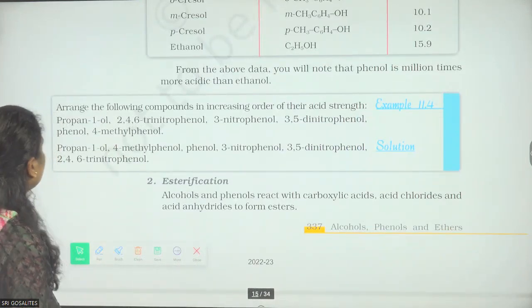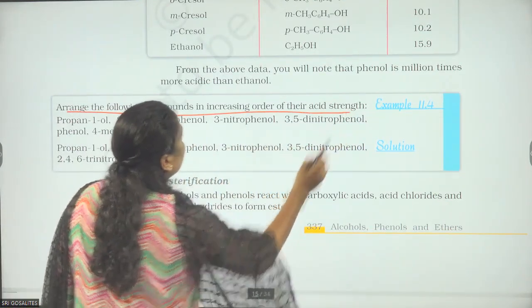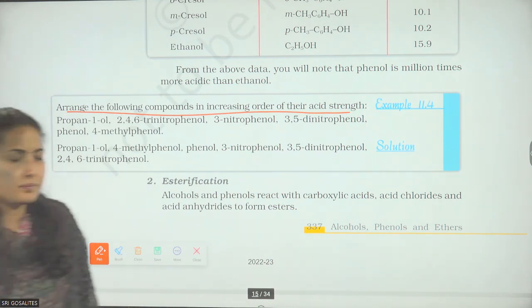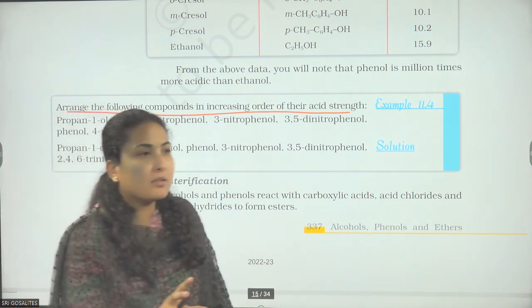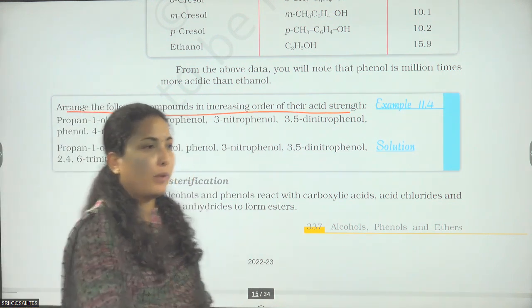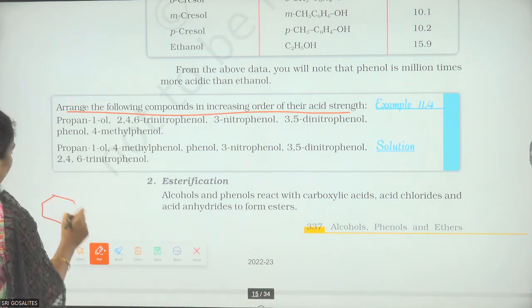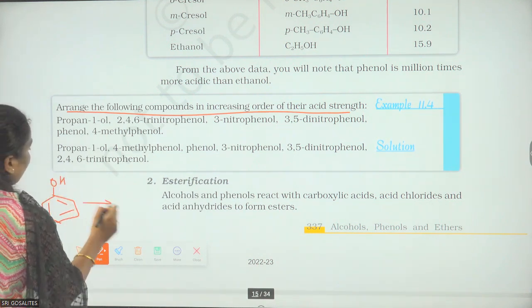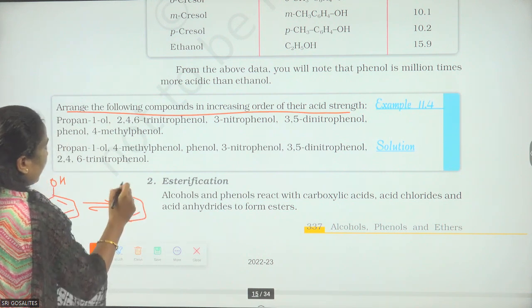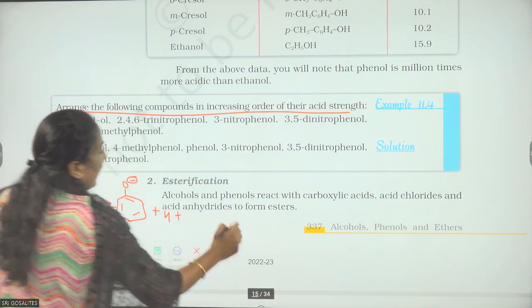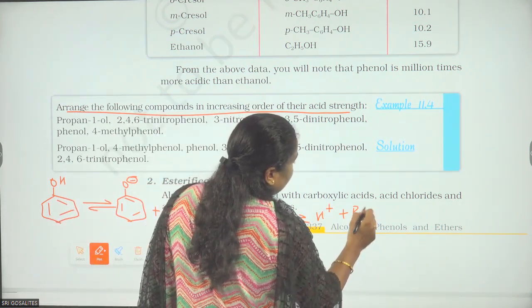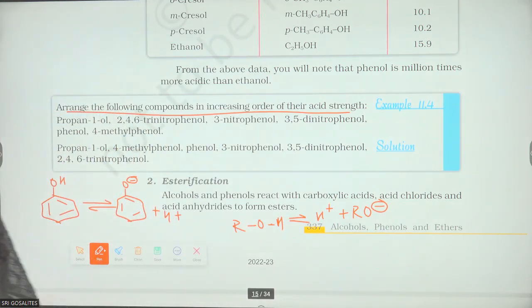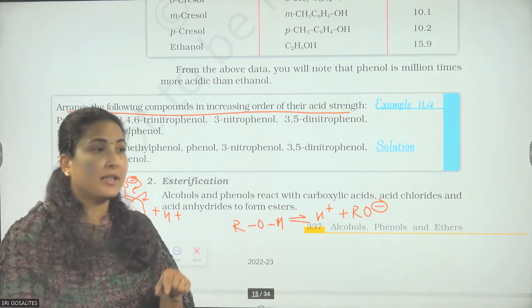Now, one question they've asked you here is to arrange the following compounds in the order of their increasing acidic strength. They have given you a mixture of phenol and alcohol, and you must remember that phenols are more acidic as compared to alcohol. Why is it so? If you write down the equilibrium, it comes out to be O minus plus H plus. And if you write it for alcohol, if I want to call this an acid, it should be able to liberate H plus, no? Right? Here the conjugate base is resonance stabilized. That is the reason we say it is more acidic.